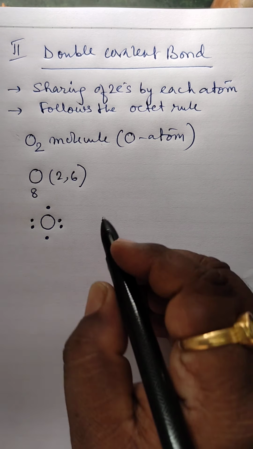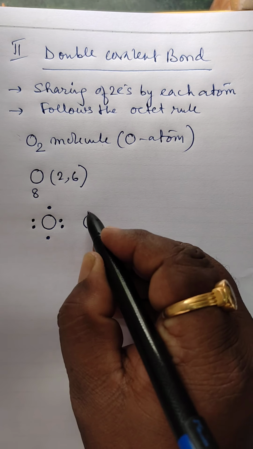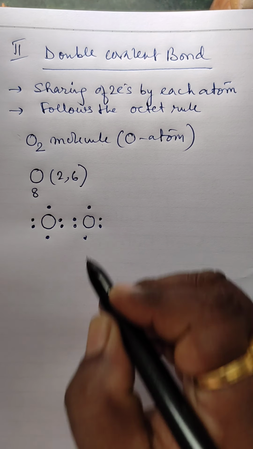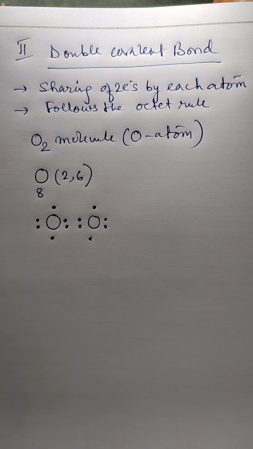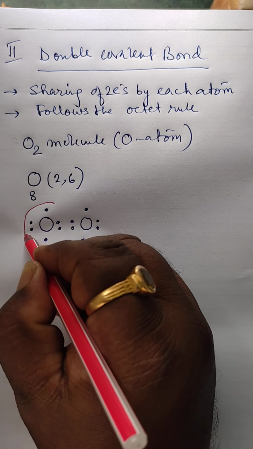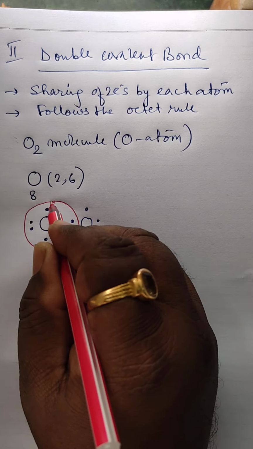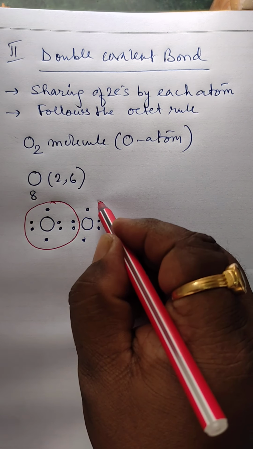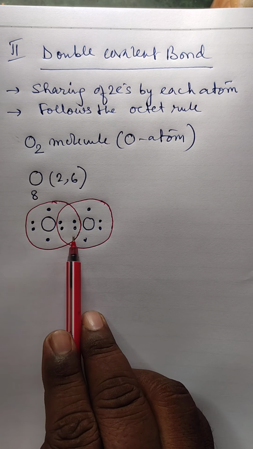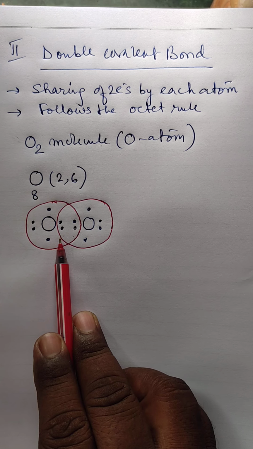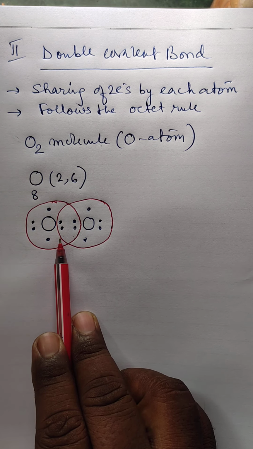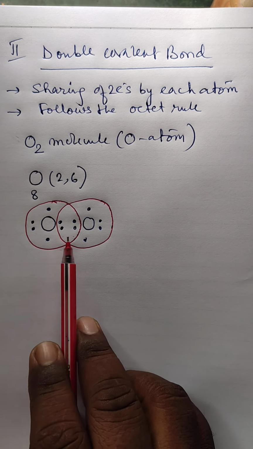That is the first oxygen. Another oxygen we have also has the same configuration. It is also having 6 electrons in its outermost shell. Now what is happening is that each of these oxygens has its own 6 and shares 2. It takes the 2 from the other. Another oxygen also has its own 6 and shares 2. So how many electrons are being shared? If you count, it comes to 4. So there are actually 4 electrons that have been shared.